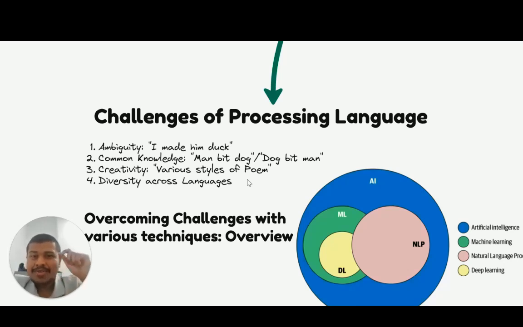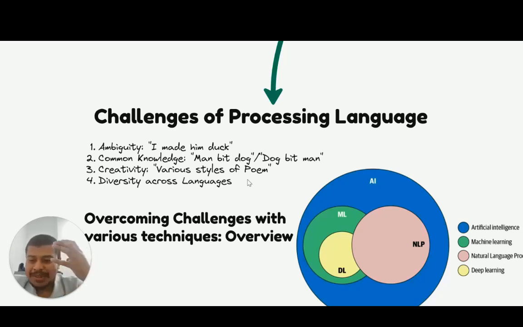Each language will have its own different grammatical structure, its phonetics, and its own flavor of how they see or perceive a particular object and all of that. So again, that becomes a challenge in processing languages.